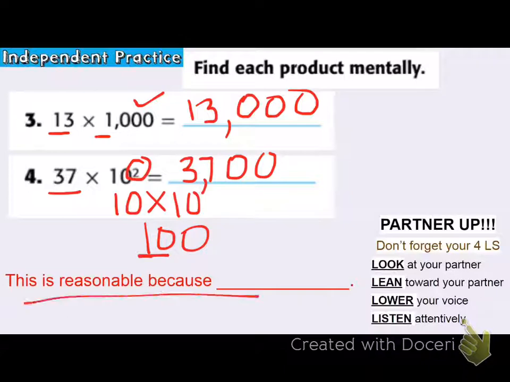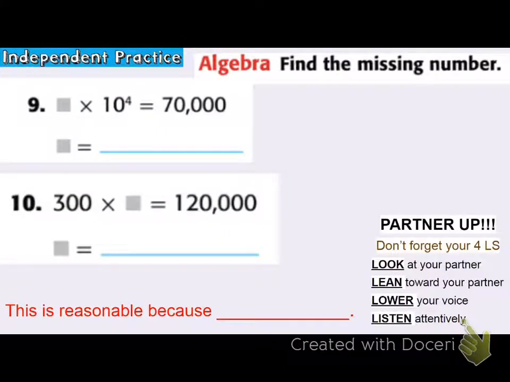So is it reasonable? Well, if I'm multiplying by 1,000, it makes sense that I would get 13,000. That's reasonable. 37 times 100 is 3,700, or 37 $100 bills. So this is reasonable because I'm using the pattern of the zeros. I'm ready to move.